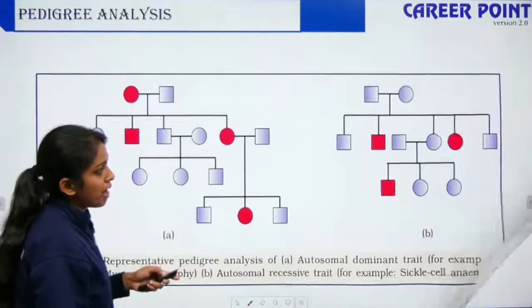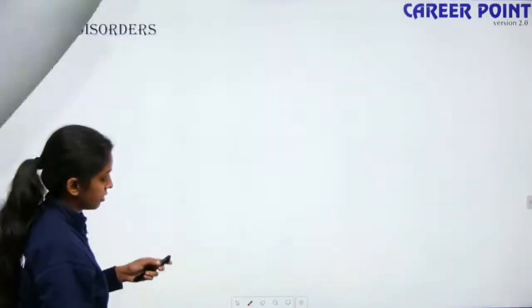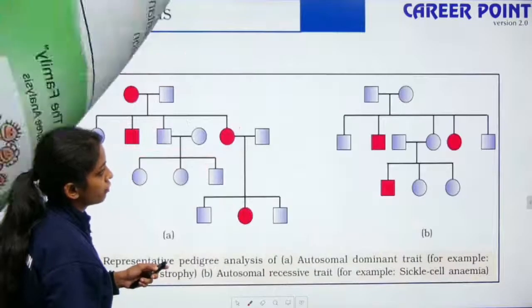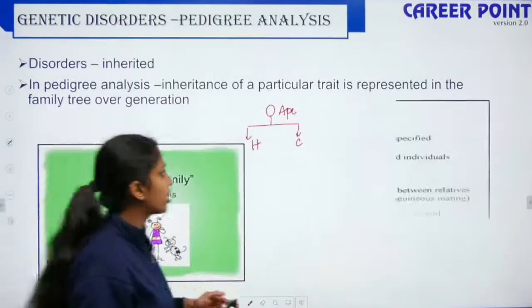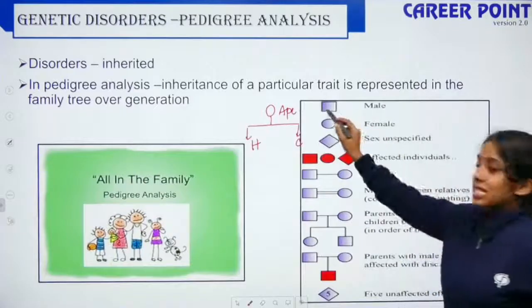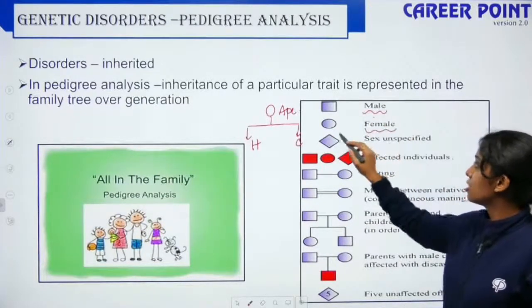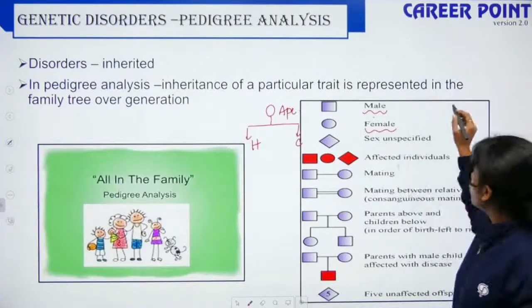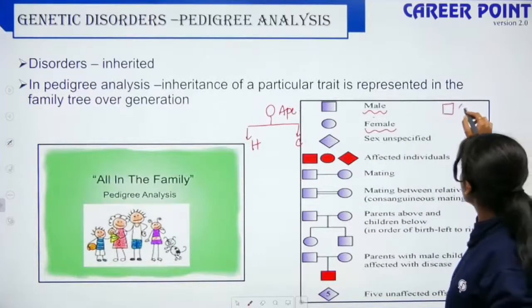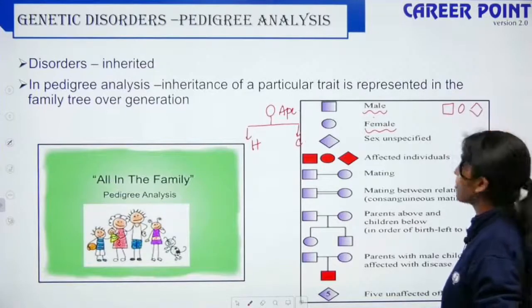Now going back to the symbols or the chart. I'm moving forward. Yes, now look. This is male, this represents male progeny, this is female, and this is sex unspecified.